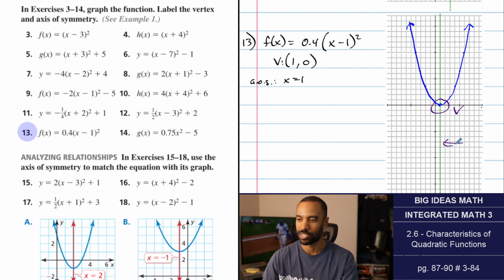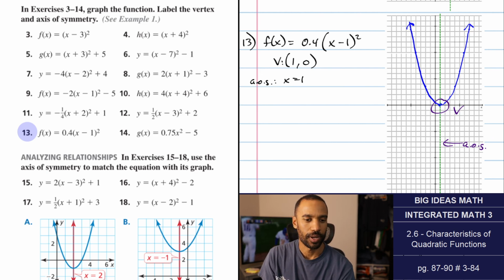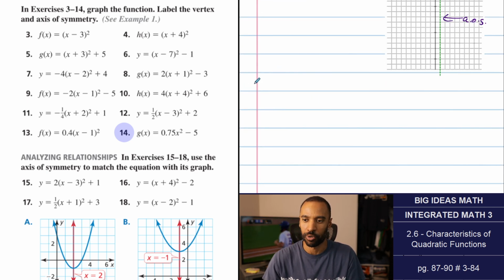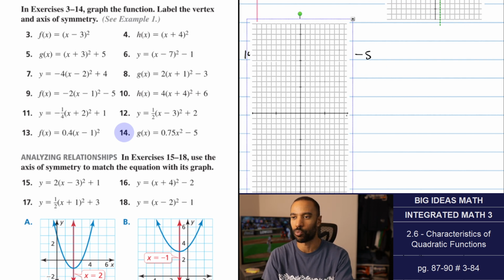All right, vertex and axis of symmetry. All right, last one in this set, number 14, it is indeed that 0.75. Now, this one doesn't have a visible h value. That does mean h is 0. Or if you call it standard form, then this is the A term, and there's no B term, and the C term's negative 5, which means that's also your y-intercept. But the vertex is indeed at 0, negative 5, axis of symmetry at x equals 0. That's the y-axis. So we're symmetrical across the y-axis.